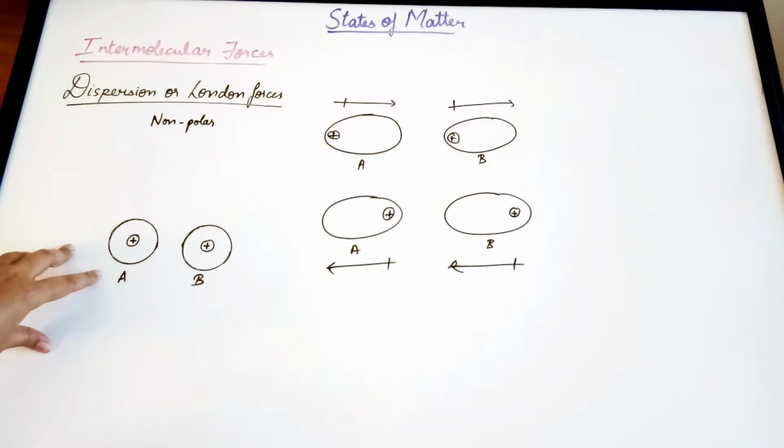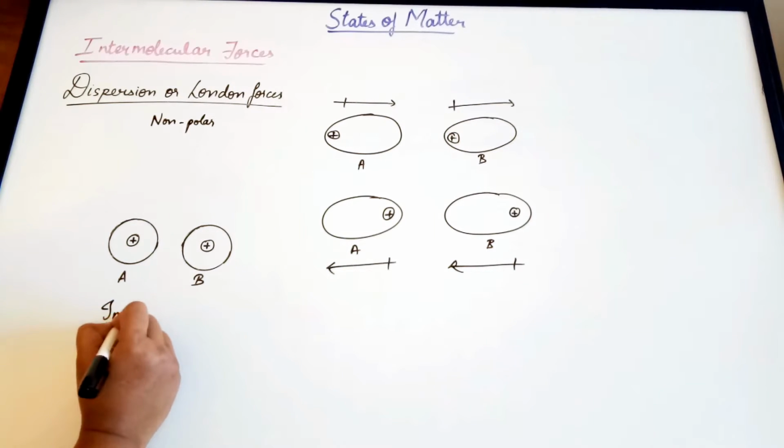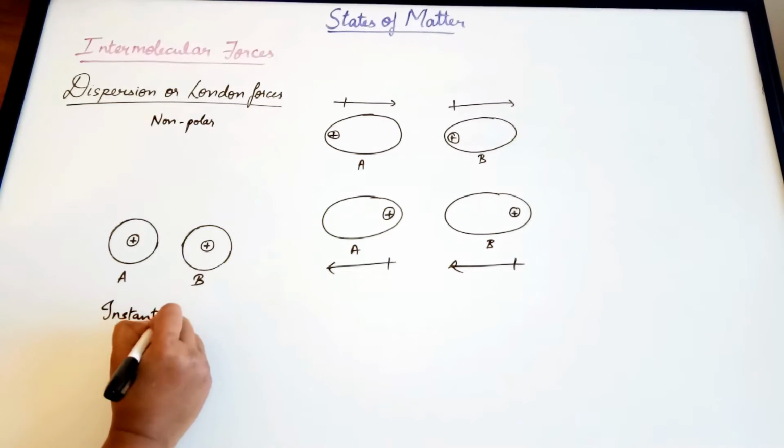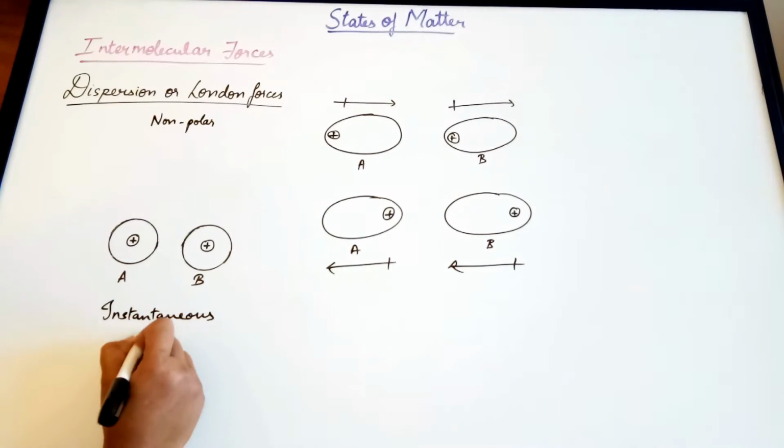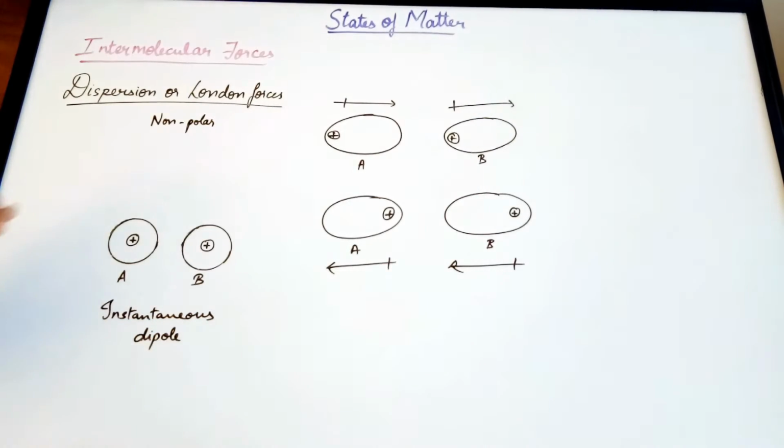So what happens is, the molecule A has an electron cloud, and obviously has the nucleus in the center. Due to the motion of electrons, there might sometimes occur a condition where the electron density is higher on one side. This will lead to the formation of something called the instantaneous dipole. So a dipole is forming for an instant due to the movement of electrons.